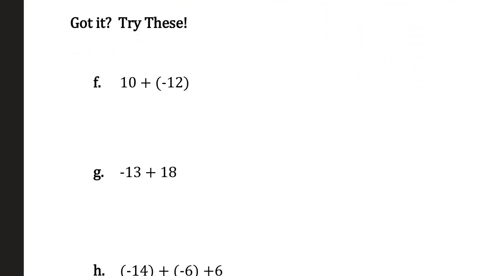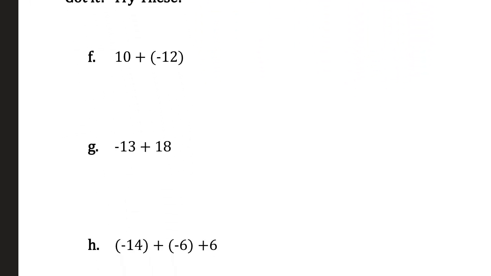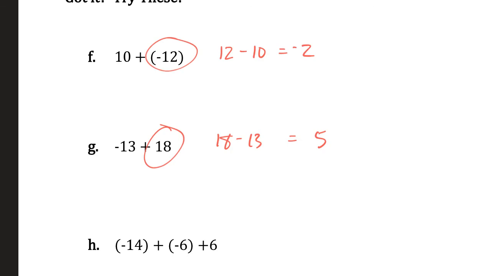Let's try F, G, and H. 10 plus negative 12, right? Again, you can subtract their absolute values. Always put the larger number first here. 12 minus 10 equals 2. 12 has the higher absolute value. It's negative, so my answer is going to be negative. Absolute value, subtract. 18 minus 13, always do the larger absolute value first. 18 minus 13 is 5. The larger absolute value is 18, and that is positive, so my answer is going to be positive.